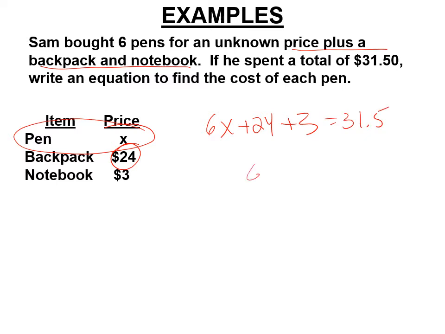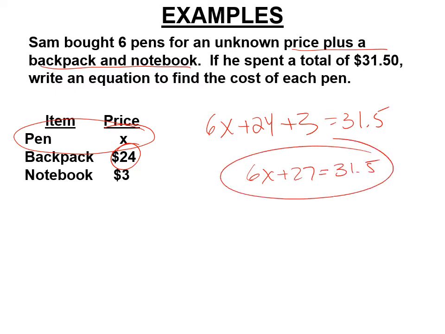So I'm going to clean this up. 24 plus 3 is 27. And that's the two-step equation, right? So I want you to write a two-step equation. So if you have something like 24 plus 3, clean it up and make that 27.